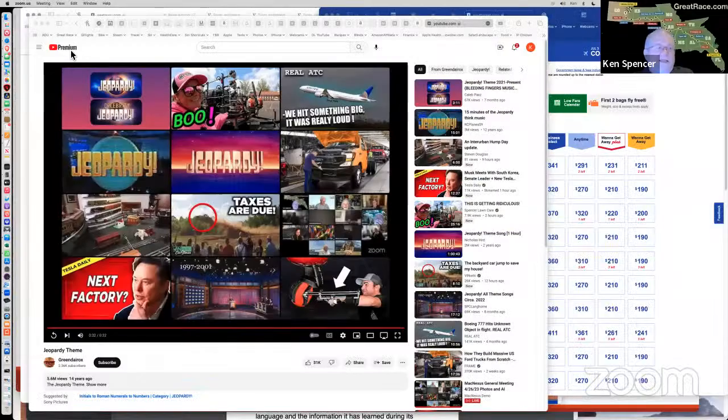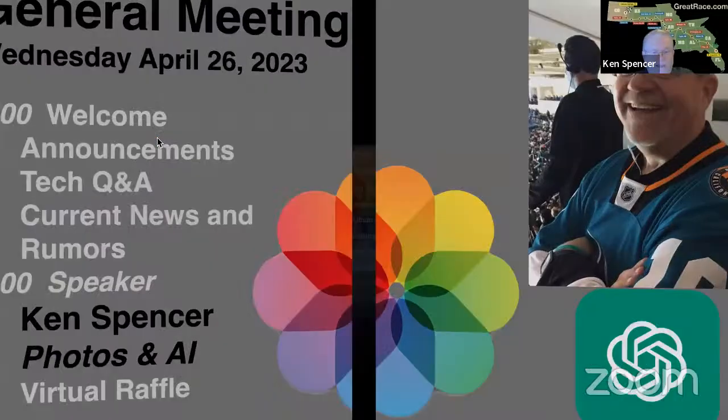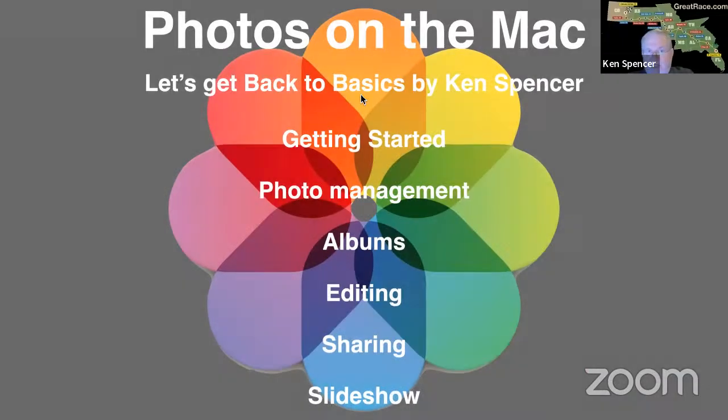So let's see here. There's the Jeopardy theme song. Let's go back to the keynote. And tonight I'm going to briefly go through photos on the Mac. And what we might do is once I get done with this, before I go into AI, we can probably carve you a little time there, Al.